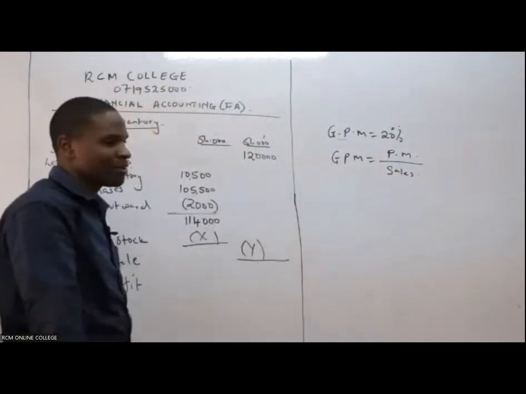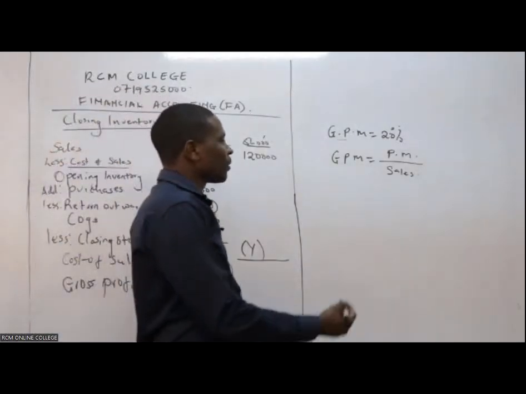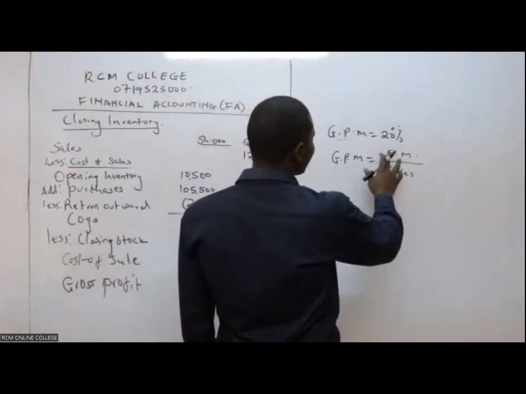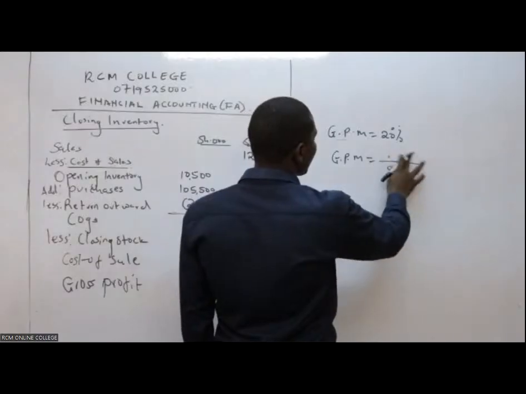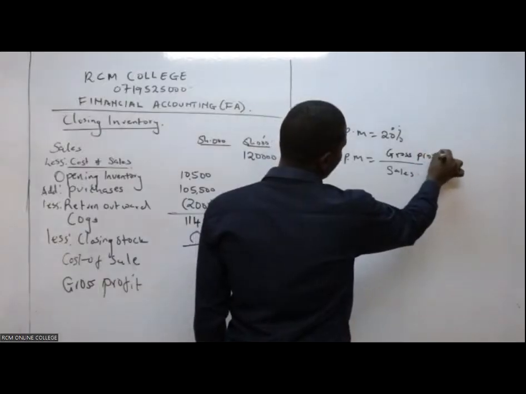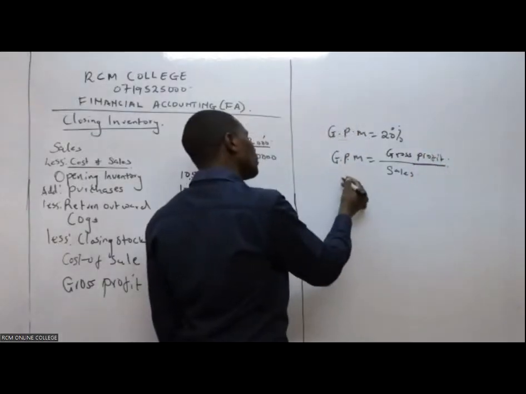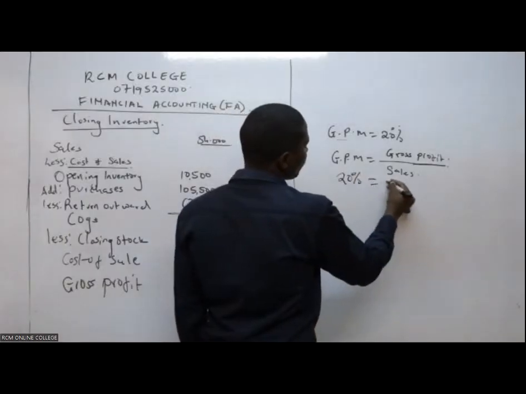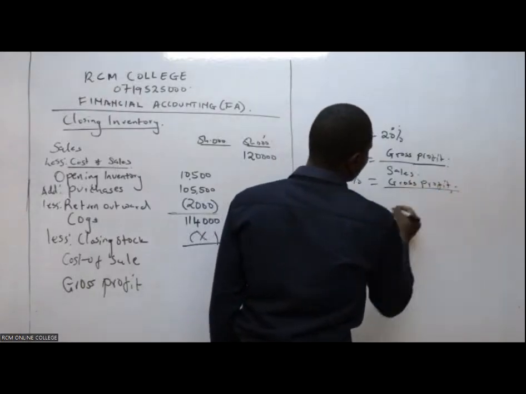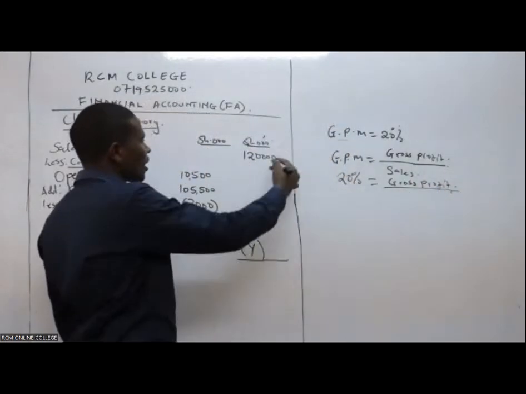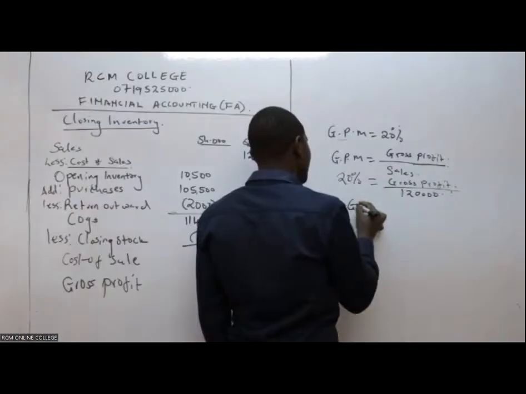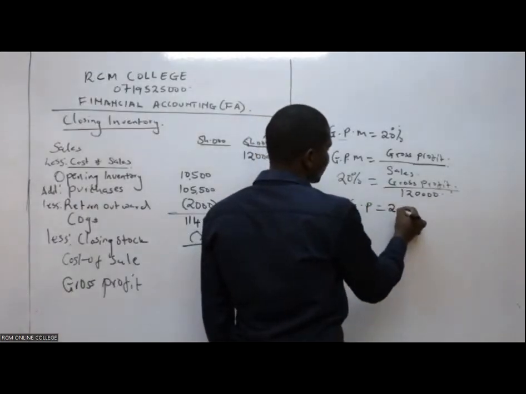Now, in this case, can you tell me which value do I have? Gross profit. You can have the gross profit itself here, gross profit over sales. So we have gross profit margin as 20%, which will be equivalent to gross profit over sales. So what is our sales? Our sales automatically we have the sale as 120,000. So in this case, we can get our gross profit, which will be equal to 20% of 120,000.